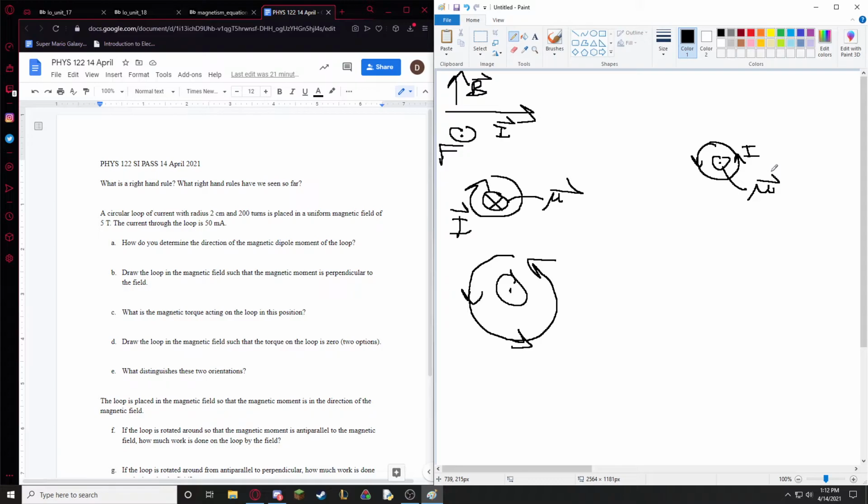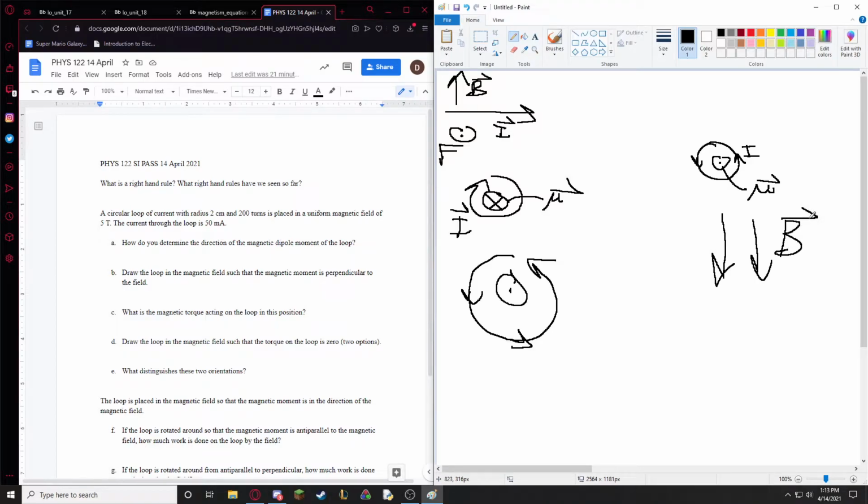So, let's say that our magnetic field is going to be, I don't know, what direction do we want to have it in? We'll just give a random direction. Let's say our magnetic field is going to be straight downward. This is going to be our magnetic field.